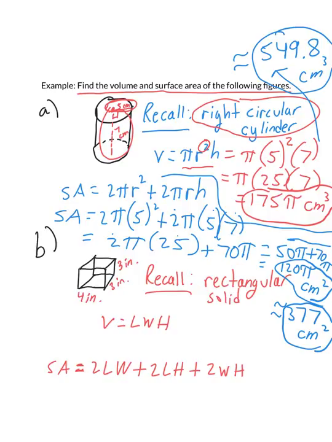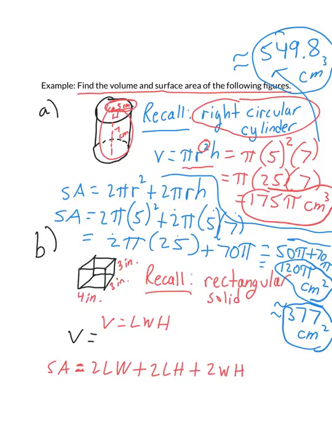Let's take a look at one more. This is an easier shape, I think, to deal with because no number pi, since there's no circle. This is a rectangular solid, a box shape. The volume is length times width times height. So we just simply multiply the 3 numbers you see.